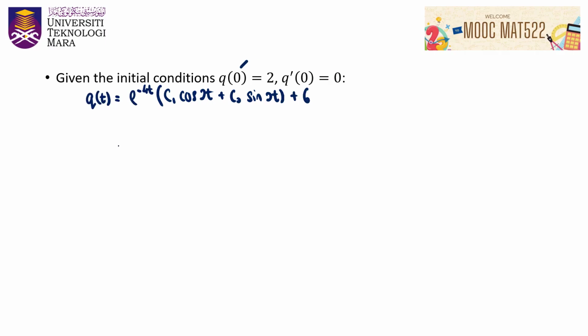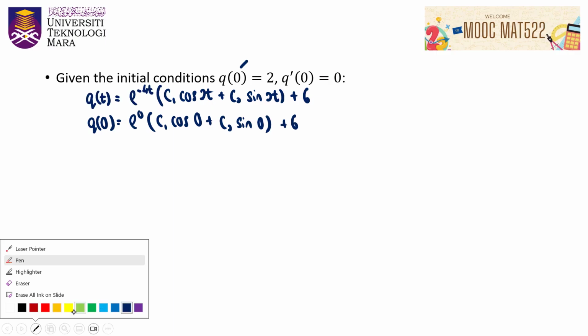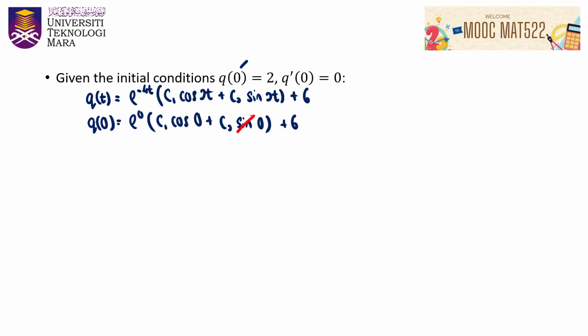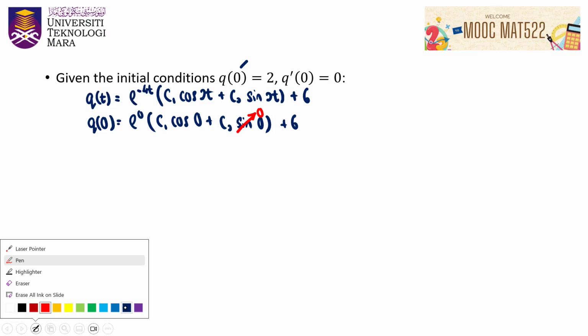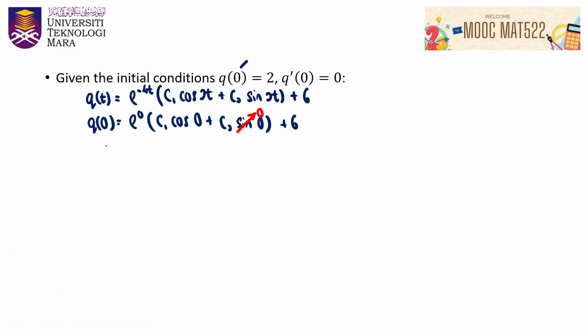So by the first initial condition, we have Q(0) equals e^0 in the bracket C1 cos 0 plus C2 sin 0, plus 6. Upon simplification, sin 0 gives us the value 0 and e^0 equals 1, and therefore this equation is 2 equals C1 plus 6 in its simplest form. Solving this constant, we have C1 equals negative 4.